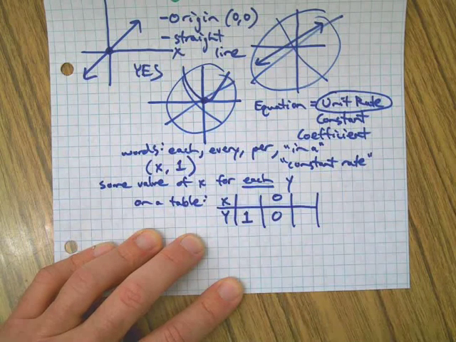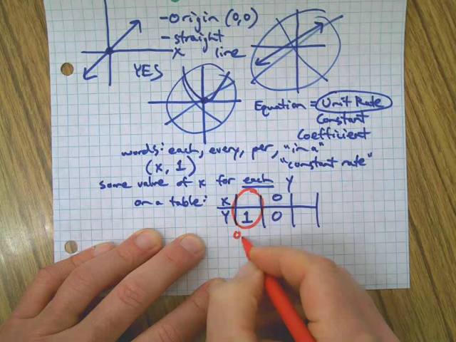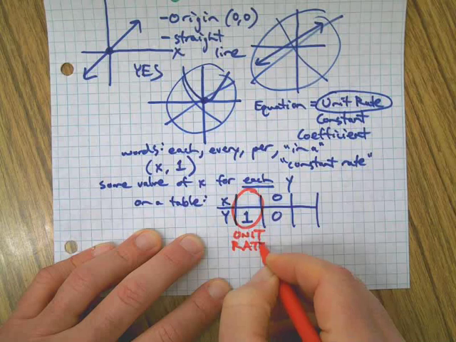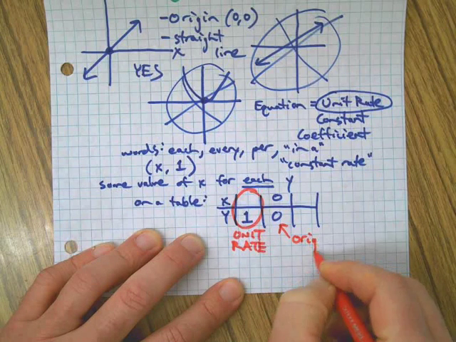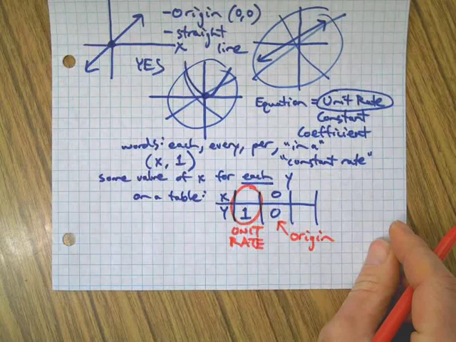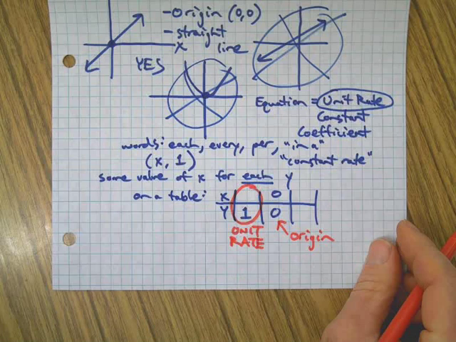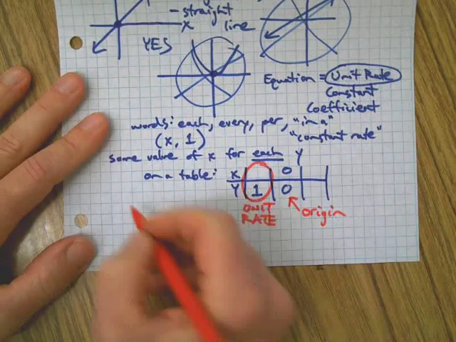Maybe if I change colors, it'll make things easier. So we know the unit rate is going to be right here. Why? Because there's one y on the table. Okay? By the way, here's the origin. That's what that looks like on a table. Okay, so if we come up with some value of x for each y, that gives us the unit rate. And if you see the double zeros, that's the origin.